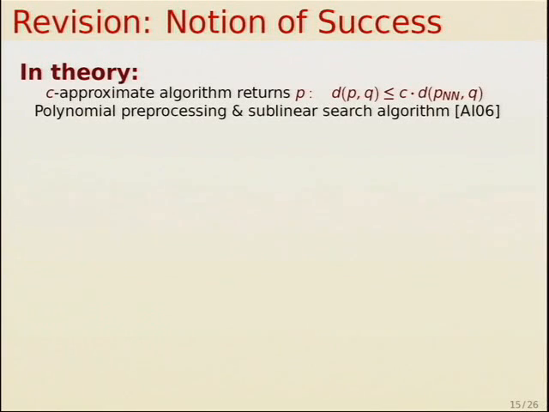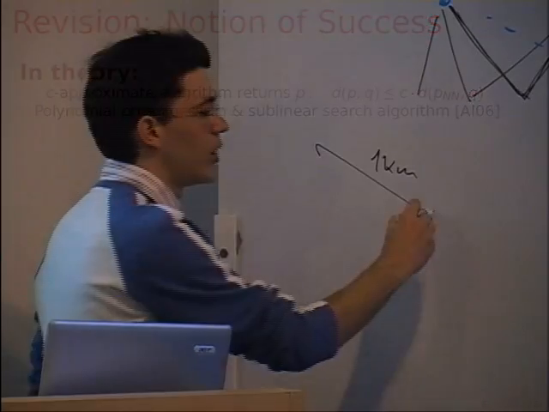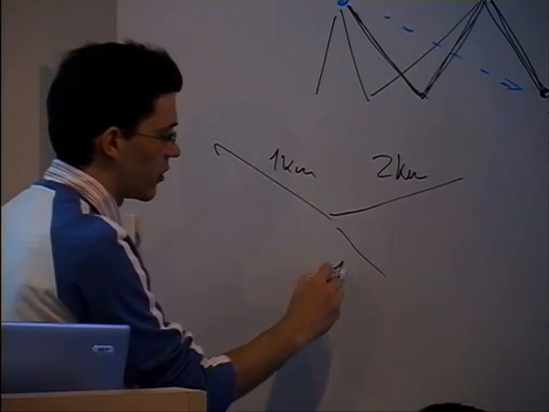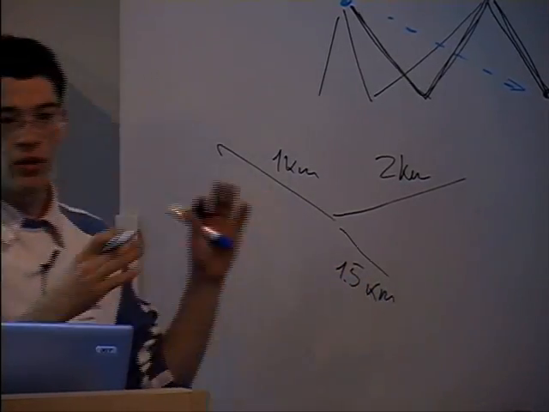So the next thing to change in the model is the notion of success. There is an exact algorithm that produces the most similar, most relevant nearest neighbor. But sometimes we speak about approximate algorithms, which means that if the best candidate is within 1 kilometer and we find something which is, say, 2 kilometers or maybe 1.5 kilometers, then it's still OK. We still find something reasonably close.